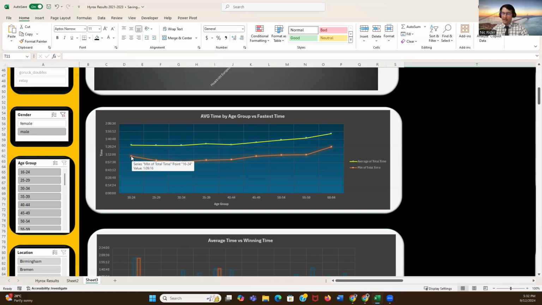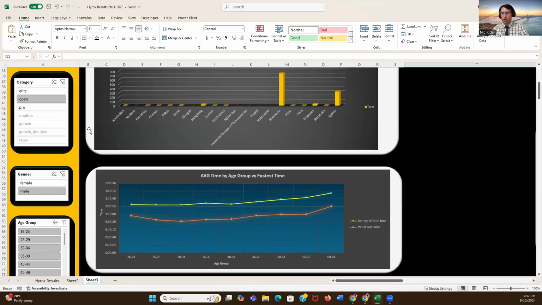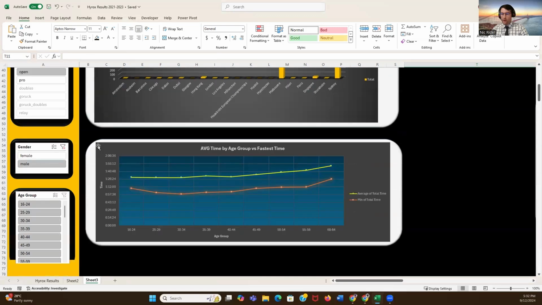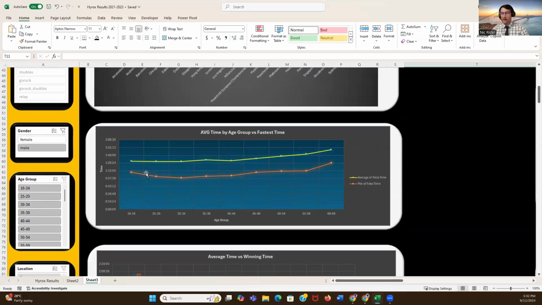So, you want to be breaking an hour 10 if you want to be getting in those podium spots, contesting for a world championship and representing Australia there. So basically, if you want to represent Australia, go for the minimum times within this data set as a guide. 25 to 29, we've got an hour and one for minimum.